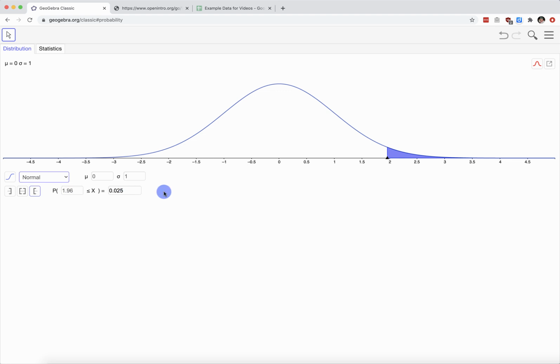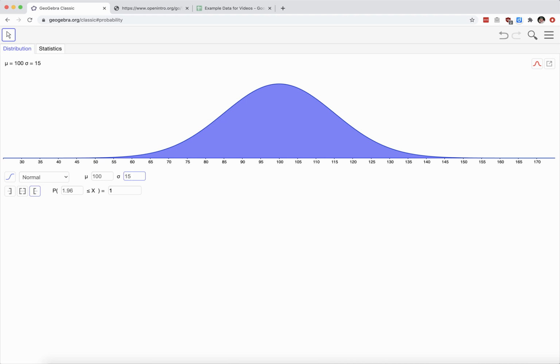So let's change the mean and the standard deviation. Let's say I want the mean to be 100 and the standard deviation to be 15. When I click in those boxes and change the mean and standard deviation, you'll notice that the x-axis changes. So we have a different scale to our graph because the spread of the data is now larger than before, and the center of the data is now shifted to the right.